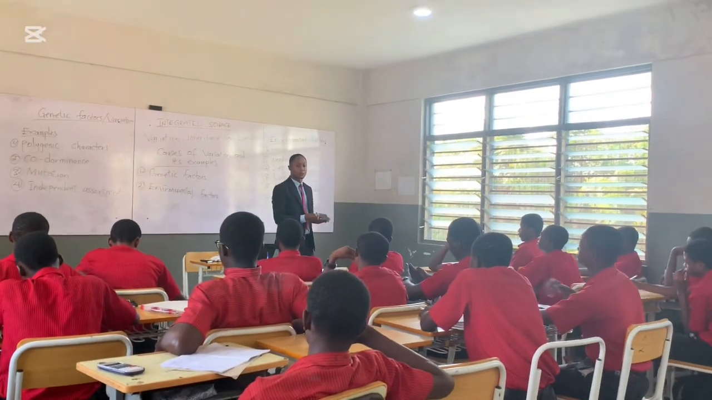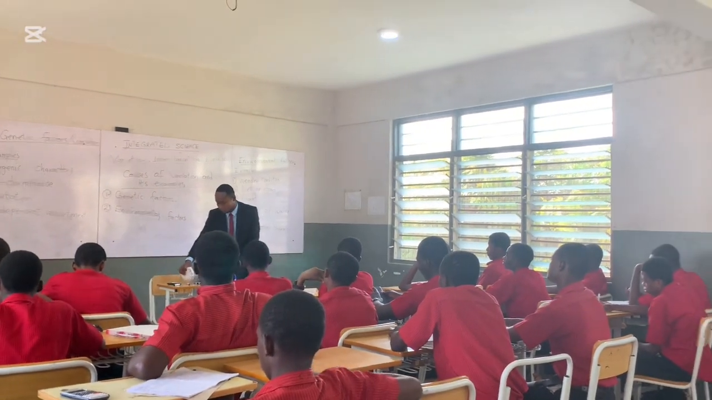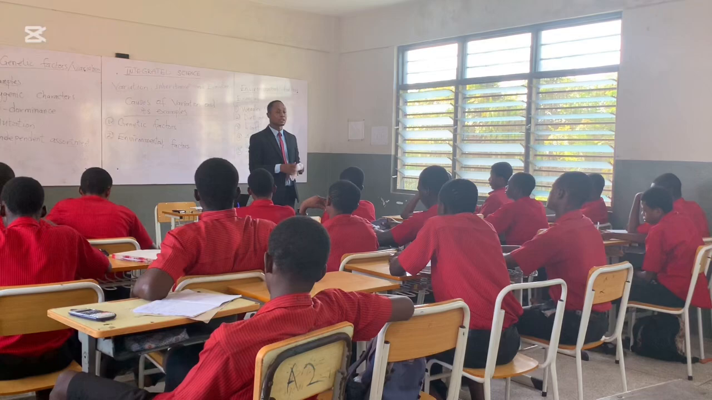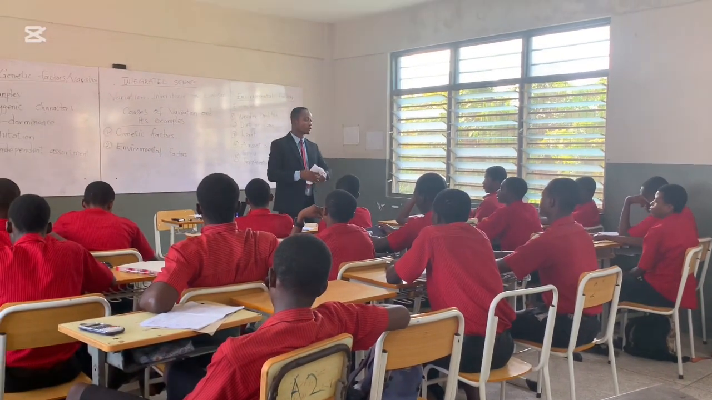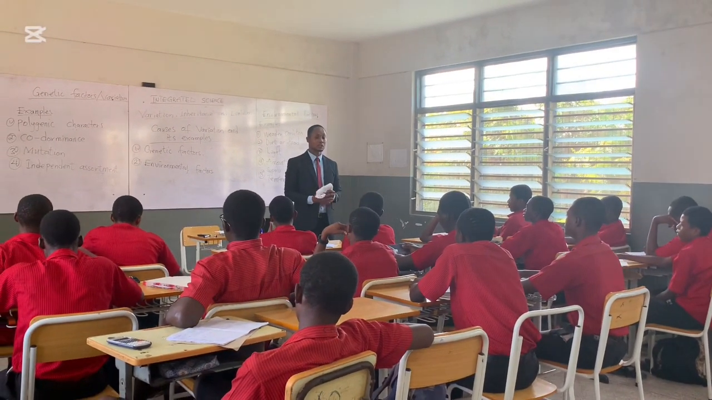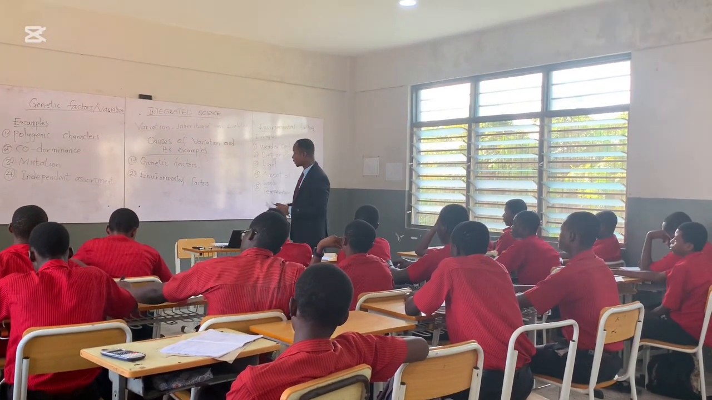Alright, so we have a lot, okay? So these are some of the causes of variation due to the environment, okay? You have a lot. These are some of the causes. Is that clear to you? Yes, okay, good.